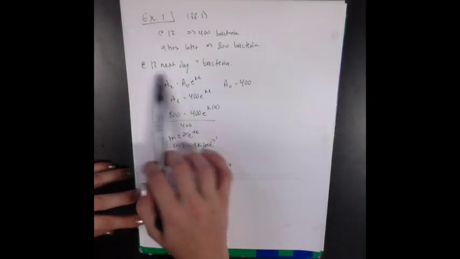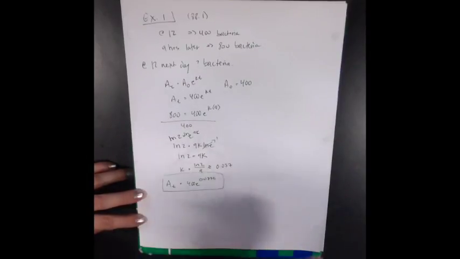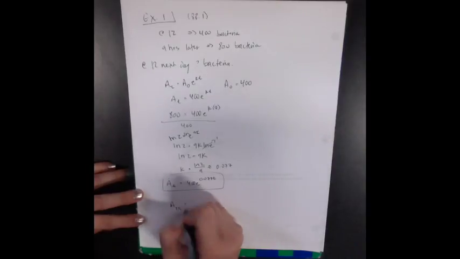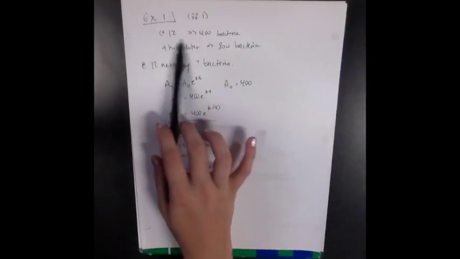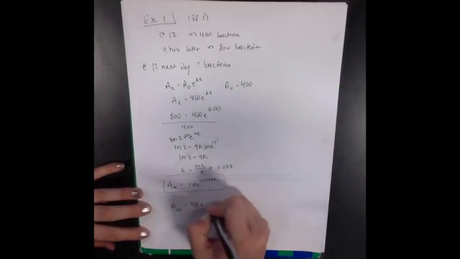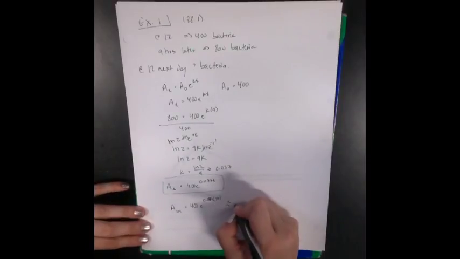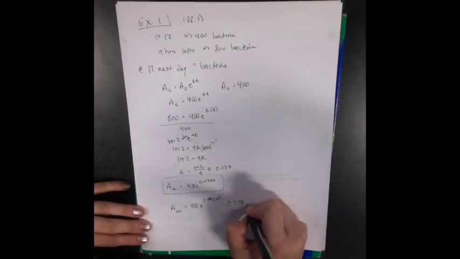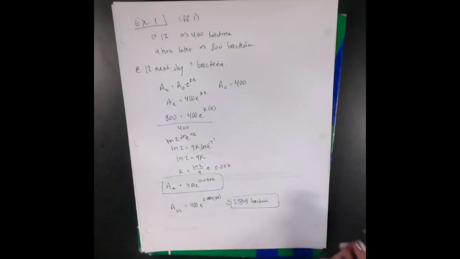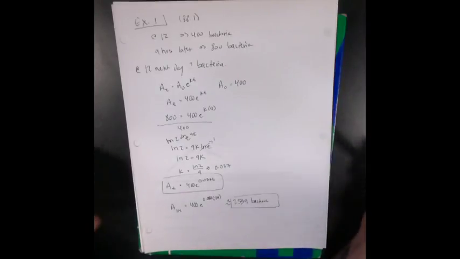Now it says we want to know what's happening at 12 the next day. So I want to know A sub 24 because it's a full 24 hours from when we first started. That equals 400 e to the 0.077 times 24. This is just a calculator problem, which gives me approximately 2,539 bacteria. In this case, I have rounded to the nearest bacterium. All we're doing is we're using the equation. All right, let's do a second example.